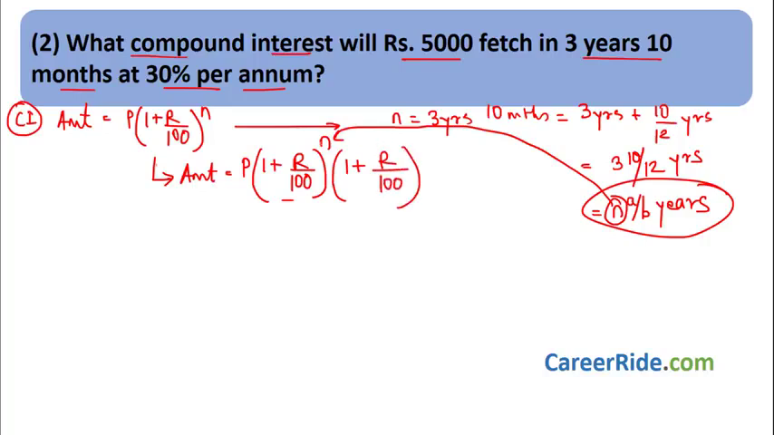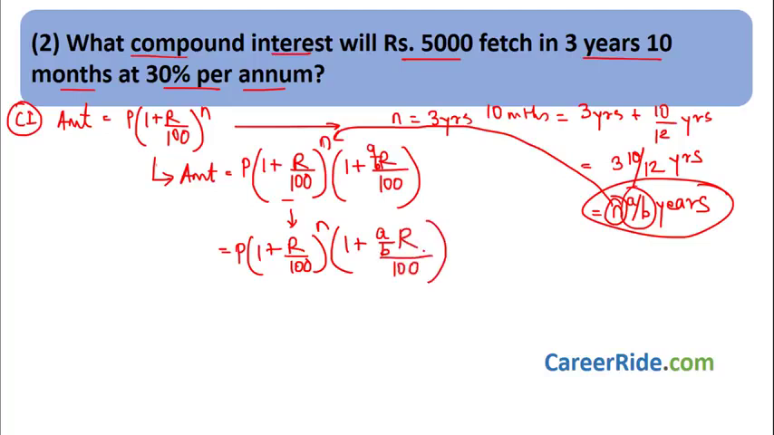And now we have written n over here, raised to n, but we should not write raised to a/b. Where should we write this a/b which is remaining? We should write it over here next to r. So it is a/b into r. So what is the formula? Let's write it again: P into (1 + r/100) raised to n into (1 + (a/b) multiplied by r/100).